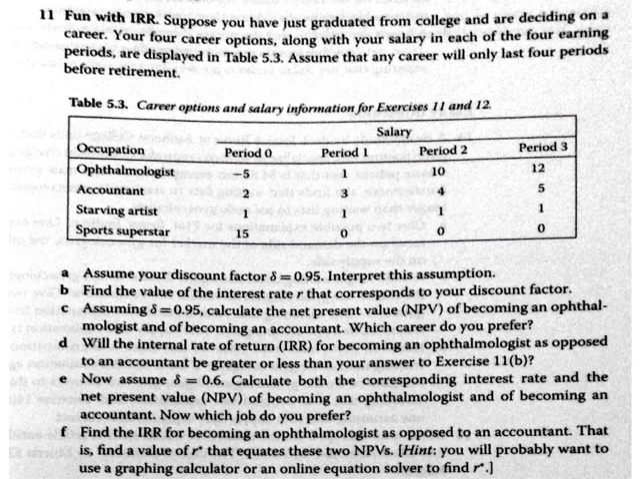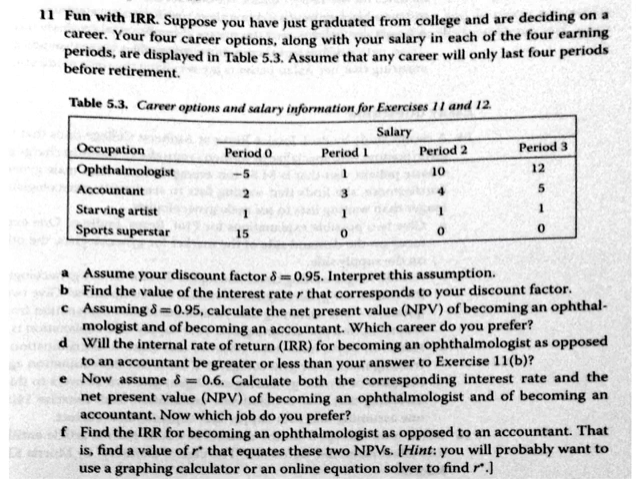I ran out of time on that first screencast, so I'm going to do part F in a new screencast. And part F is down here. What's the internal rate of return of becoming an ophthalmologist as opposed to an accountant? And for that, they give you the definition and a hint.